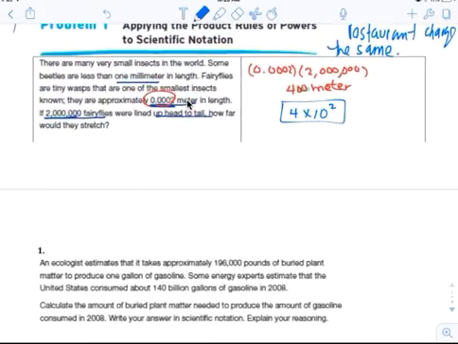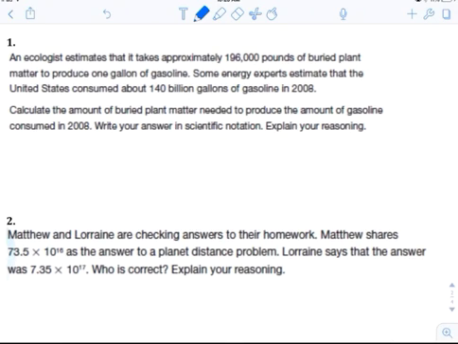Now, okay, this one here, same thing. Ecologists estimate it takes approximately this many pounds of buried plant matter to produce 1 gallon of gasoline, just one. So if one needs this many pounds of plant matter, some energy experts estimate that the United States consumed about 140 billion gallons of gas in 2008. Calculate the amount of buried plant needed to produce the amount of gasoline consumed.